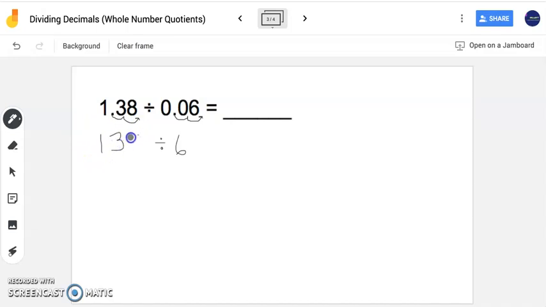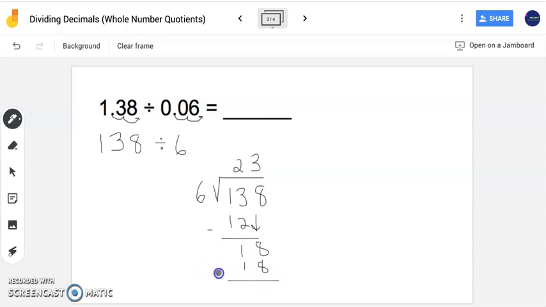Now 138 divided by 6, you are going to need to rewrite this, and I'm just going to do long division, but again, you can choose whatever method you would like to show your division. If you want to use partial quotients, you can do that as well. It doesn't matter. You can choose any method that you would like. I notice that 6 times 2 is 12. I'm going to subtract, bring down my 8, and 6 times 3 is 18, and I have no remainder.